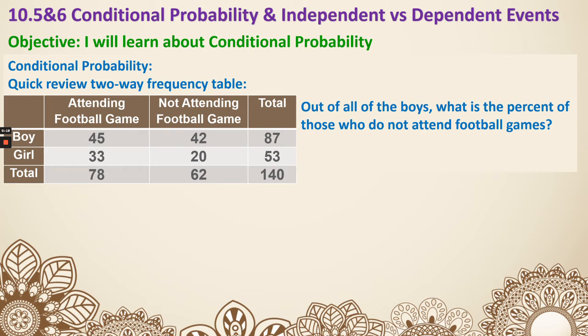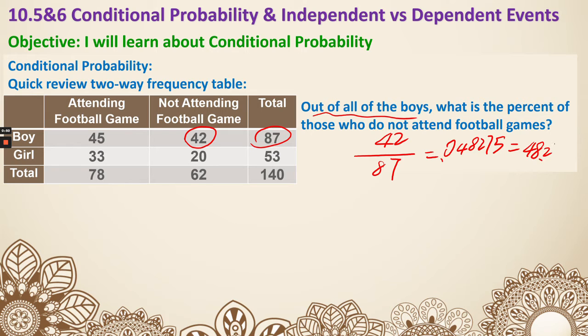For this table, out of all of the boys, what is the percent of those who do not attend football games? So boys first, out of all the boys are right here, that's 87. And out of these 87, we're trying to look for how many do not attend the game. So it's 42 out of 87. And of course, we change that into a percent. So 42 divided by 87, that is 0.48275, which change into percent, 48.28%.